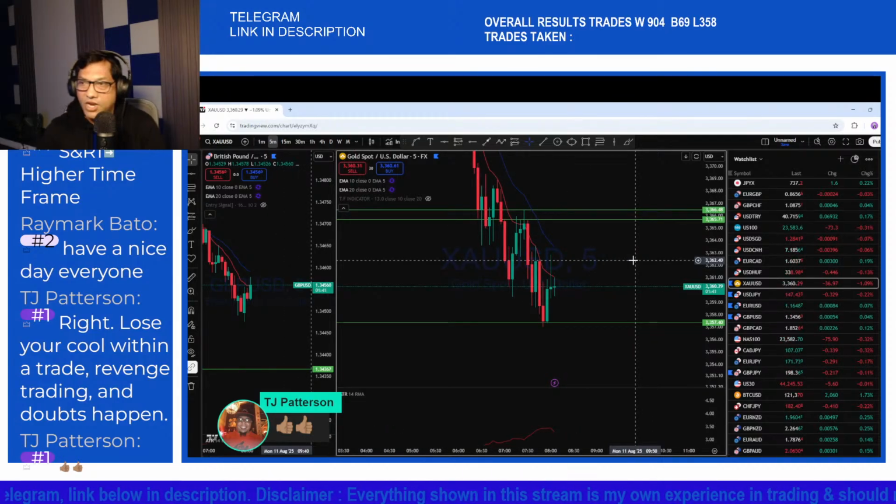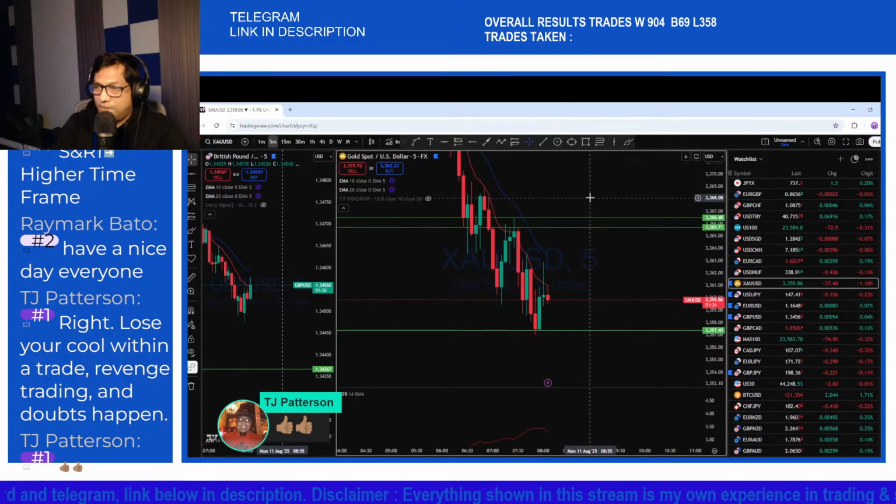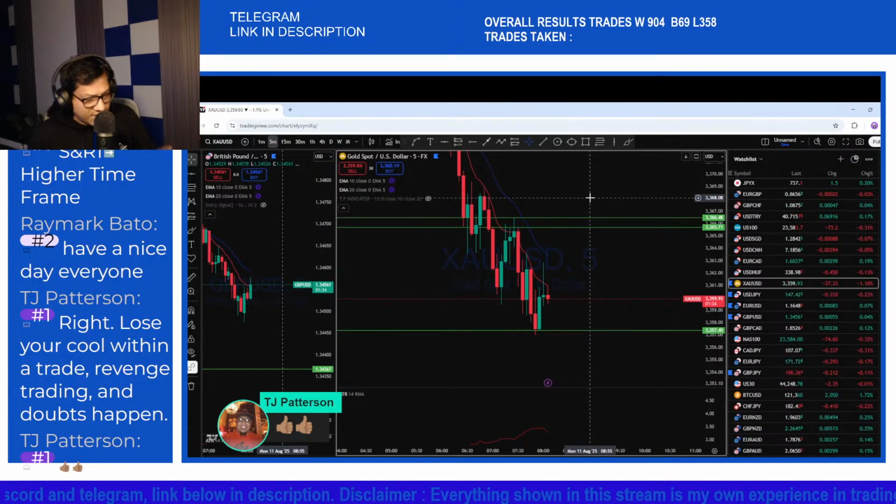Here is the lower time frame price action on the 5 minutes, expecting on gold to potentially bounce back to the upside and then to give us that entry.